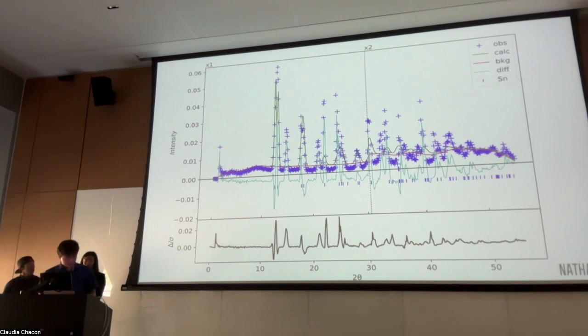Okay, so basically what I have here are the blue crosses, which are the experimental neutron diffraction data. The green line is the pattern calculated by GSAS-II, and then the red line models the background signal. The blue tick marks indicate expected Bragg reflection points, and the bottom residual plot shows the difference between the observed and calculated patterns.